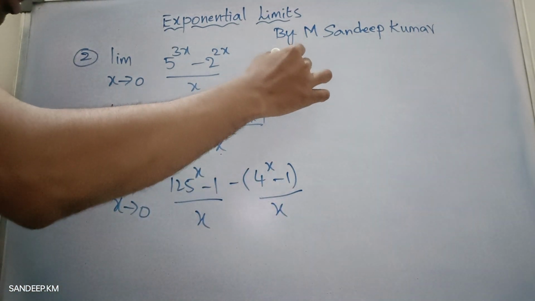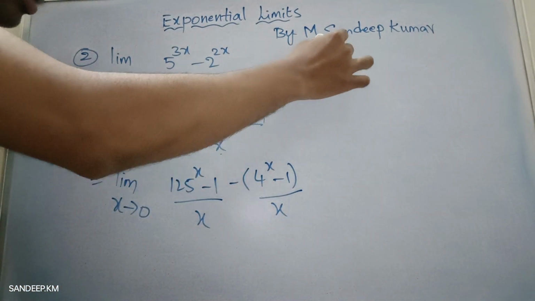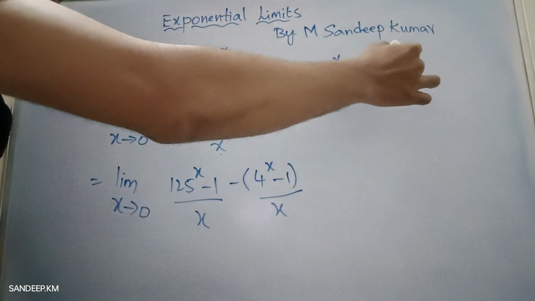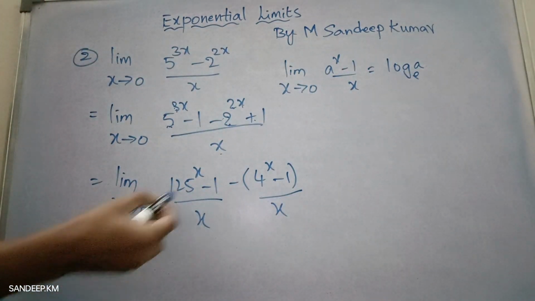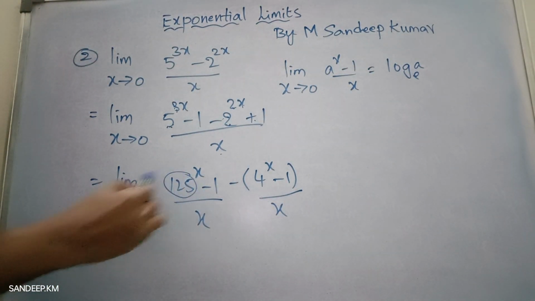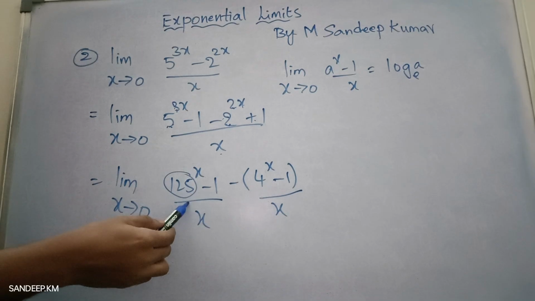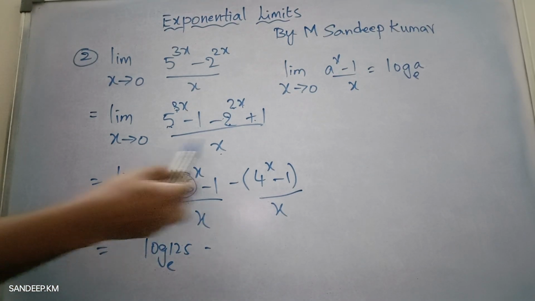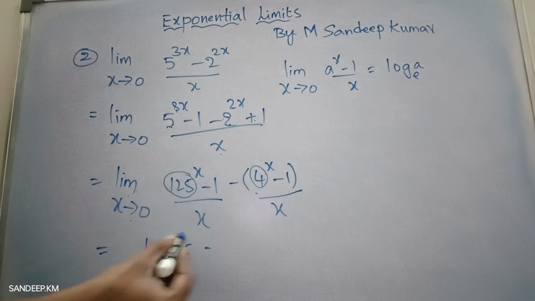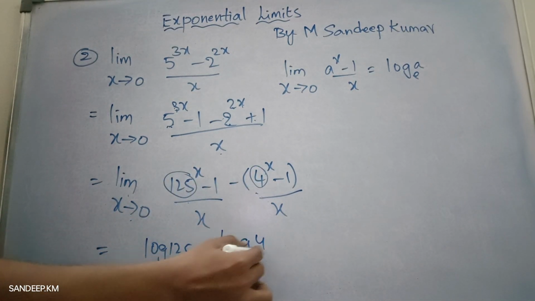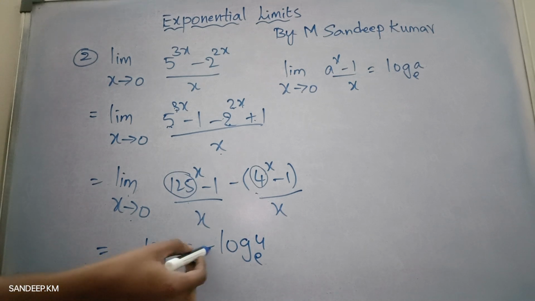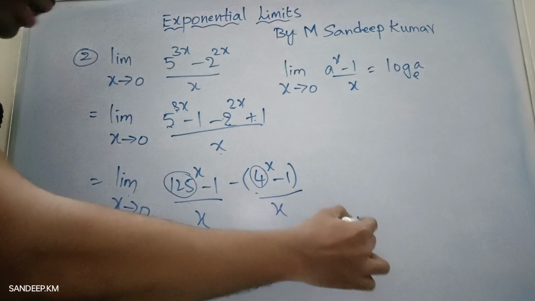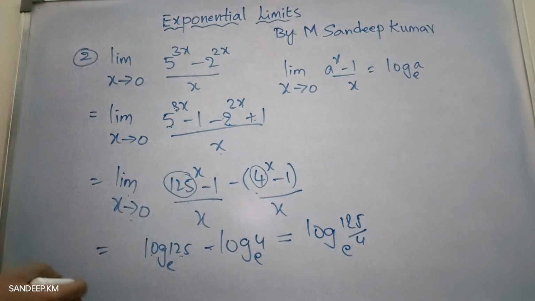So now dear students, we already know that limit x approaches 0, a power x minus 1 by x is equal to what? Log a base e. So in that case, what is the answer for this? Here a is 125. So when I apply the limit for this, I'll get log 125 base e minus. Similarly, if I apply the limit here, a is 4. So what I'll get? Log 4 base e, and using log m minus log n, it is log of m by n, correct or not? Log of 125 by 4 base e, that is the final answer.